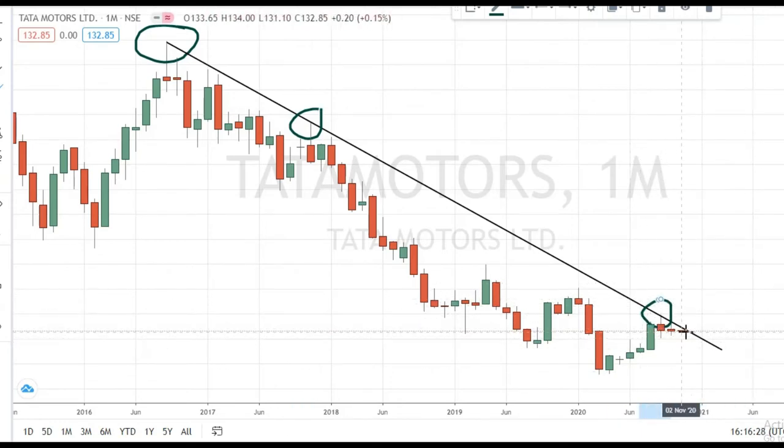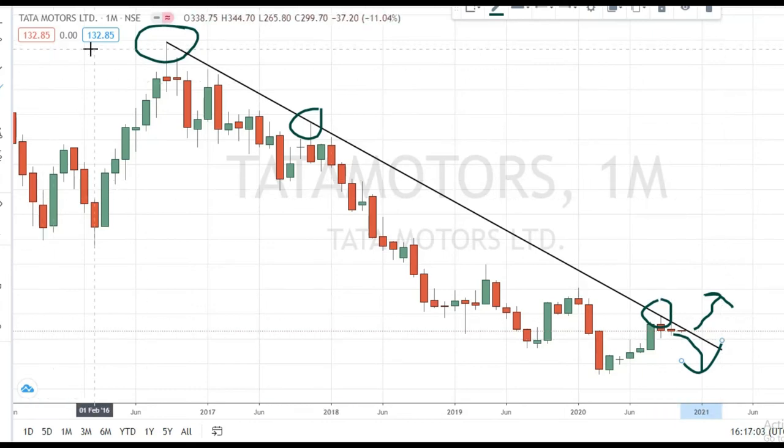Tata Steel is trading near the trend line. So in case this trend line breaks, there are good chances the stock can move up to 200 rupees, or if it fails, it can come back to the recent low what it has made. Now for now, Tata Motors is in a downtrend. Let's go ahead and see some more charts in the weekly time frame.